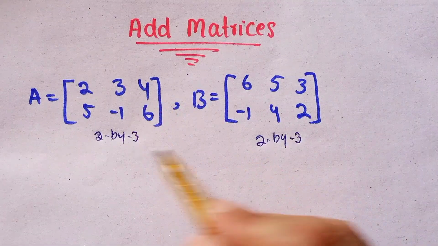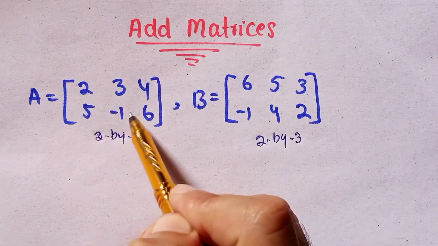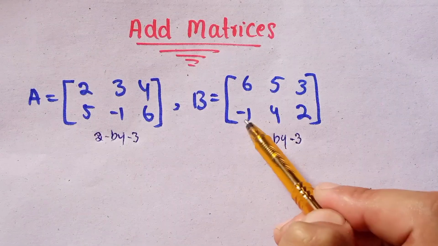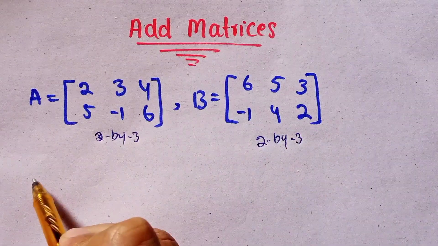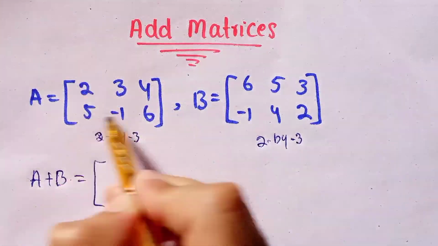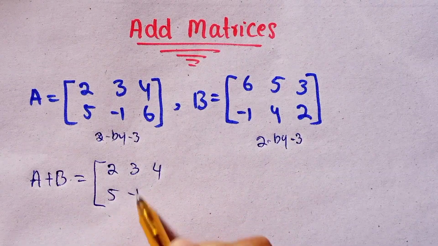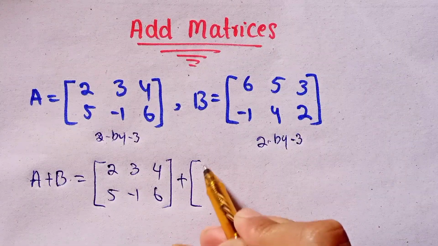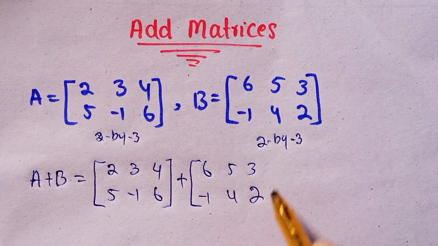So we can easily add the two matrices, right? Here matrix A contains 2, 3, 4, 5, negative 1, 6, and matrix B contains 6, 5, 3, negative 1, 4, and 2. Now to add the two matrices, we simply write A plus B equals matrix A, which contains the elements 2, 3, 4, 5, negative 1, and 6, plus matrix B, which contains the elements 6, 5, 3, negative 1, 4, and 2.